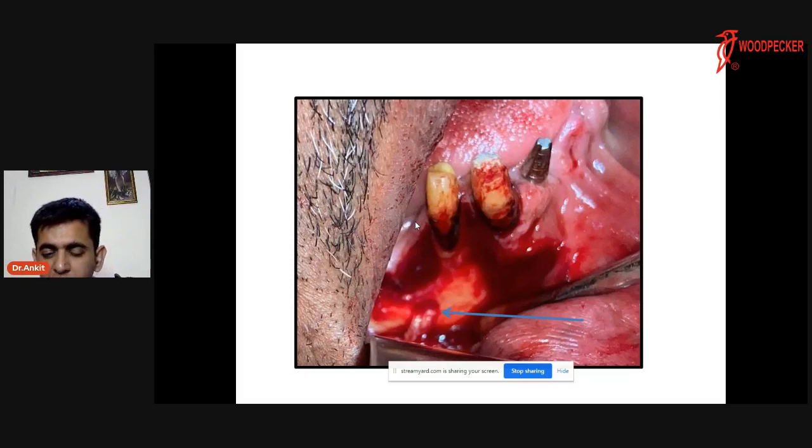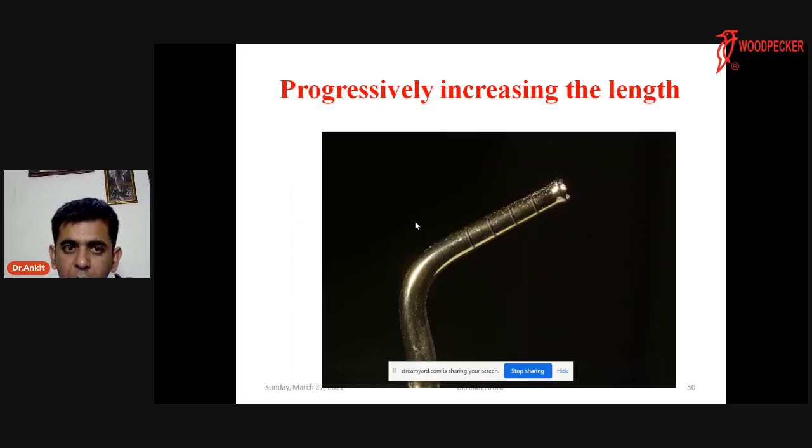What we need to know is that after doing the mental nerve distalization, we slowly and progressively increase our length. Okay, that is what I was discussing in the previous case. At any point of time you can use the piezotome in drilling the implant. And there was a question asked by a participant in the previous lecture: can we drill the osteotomy with the piezotome?